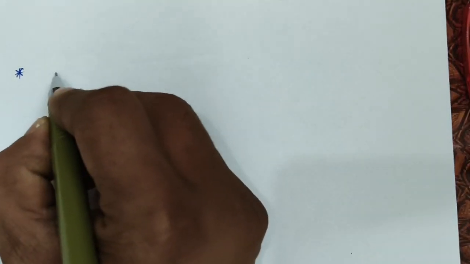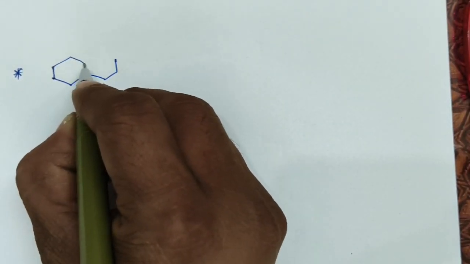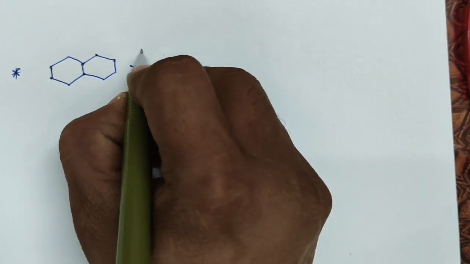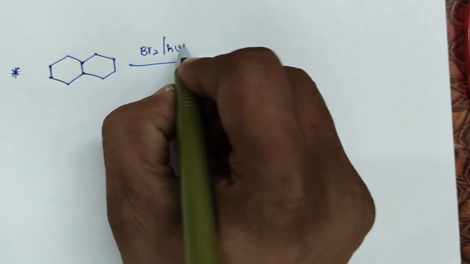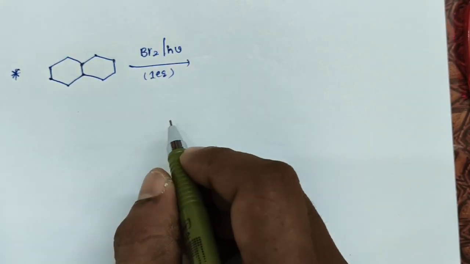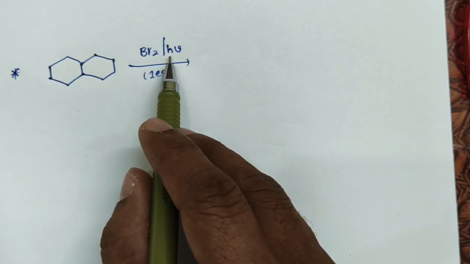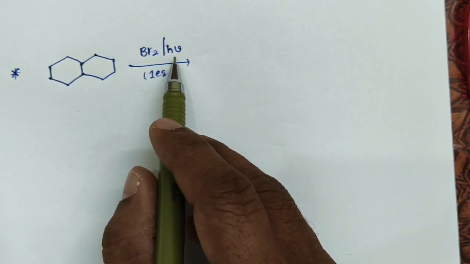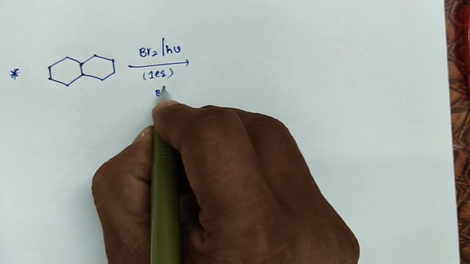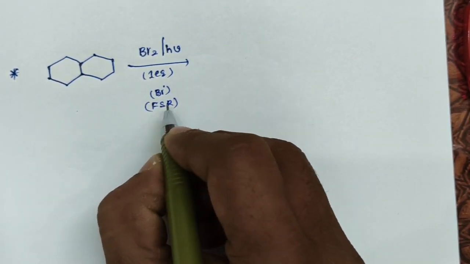Now the first one is the bicyclic compound, this compound. It reacts with the first option, bromine in presence of H nu, one equivalent only. So bromine in the presence of H nu means it is involved in free radical formation. That process is called homolytic cleavage. In the homolytic cleavage it always gives a bromine free radical. So that bromine free radical is involved in free radical substitution reactions, FSR kind of reactions.